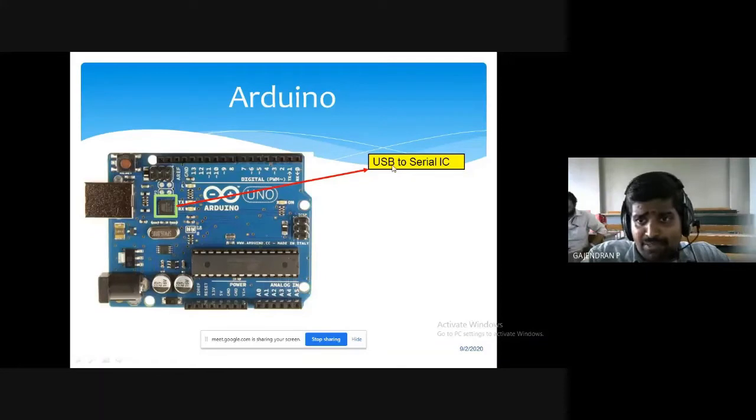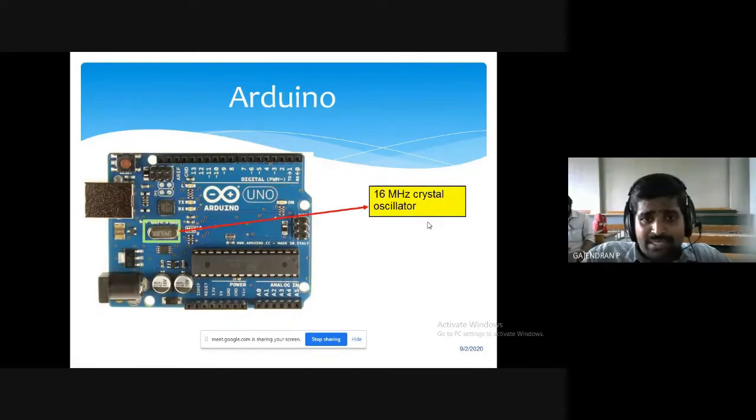Then next, please make note of it: USB to serial IC. In this Arduino Uno board, you have two ICs. One is your main microcontroller, the heart of the system. The second one is the USB to serial IC. At this point of time, please make note of the IC name alone. We will study this one in detail later.